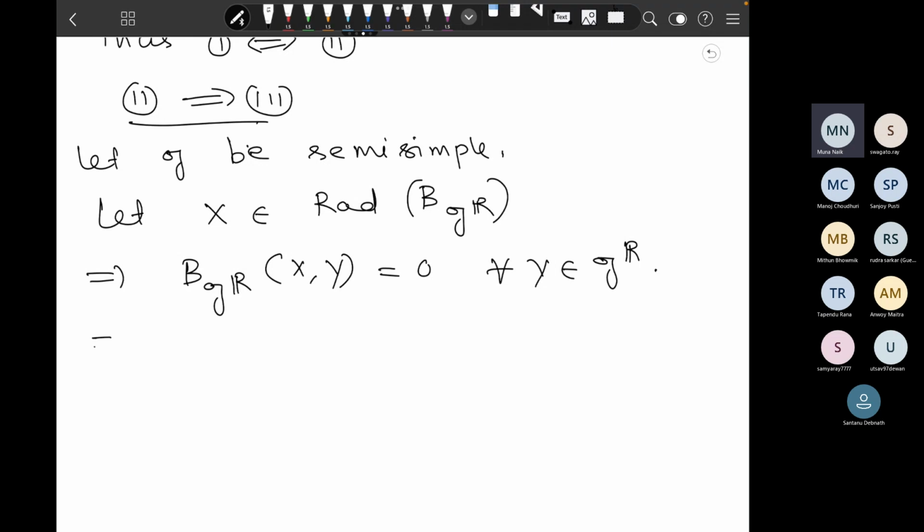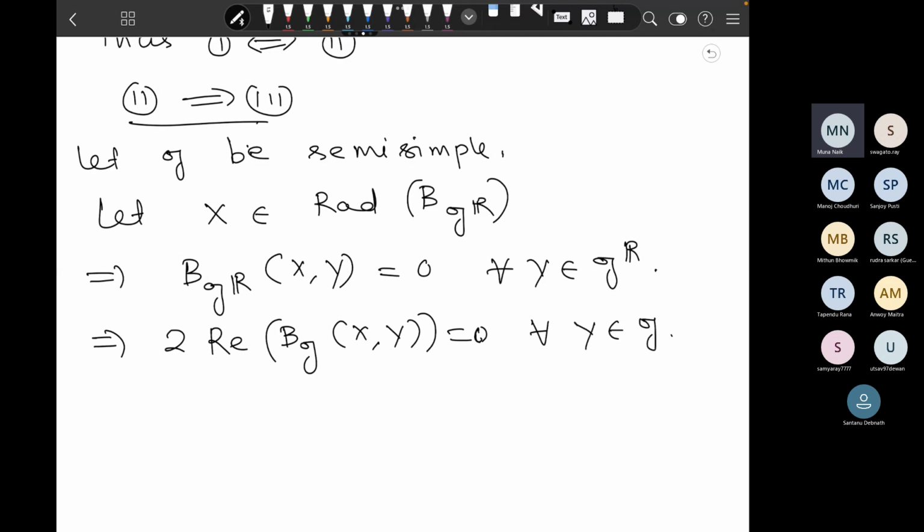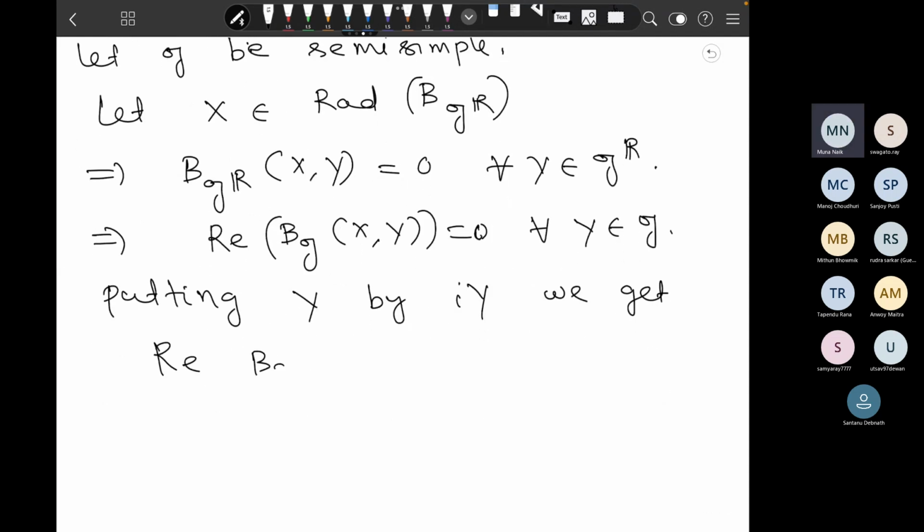But what is B_{G_R}(x, y)? This is 2 times the real part of B_G(x, y). This is equal to 0, and G_R is equal to G as a set, so I can write it for all y belonging to G. Now I can erase this 2. So this implies the real part of B_G(x, y) is equal to 0. Now putting y by iy, we get the real part of B_G(x, iy) is equal to 0 for all y belonging to G.